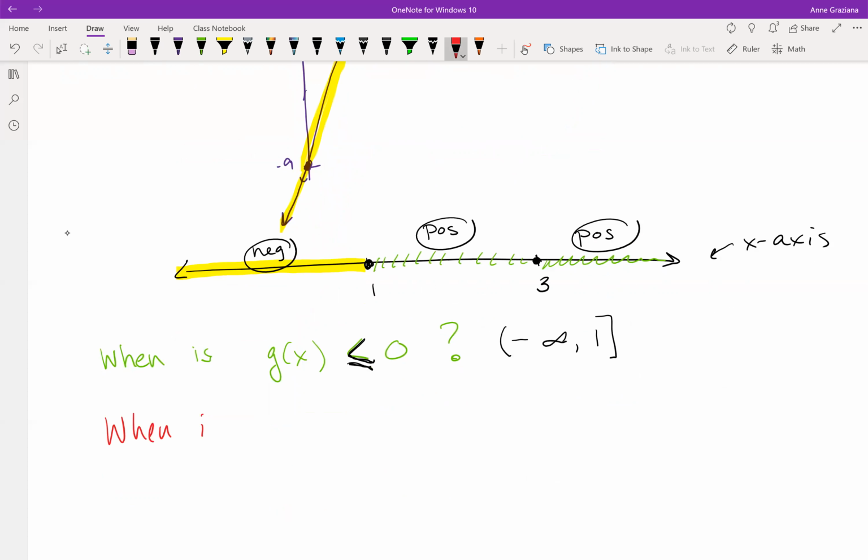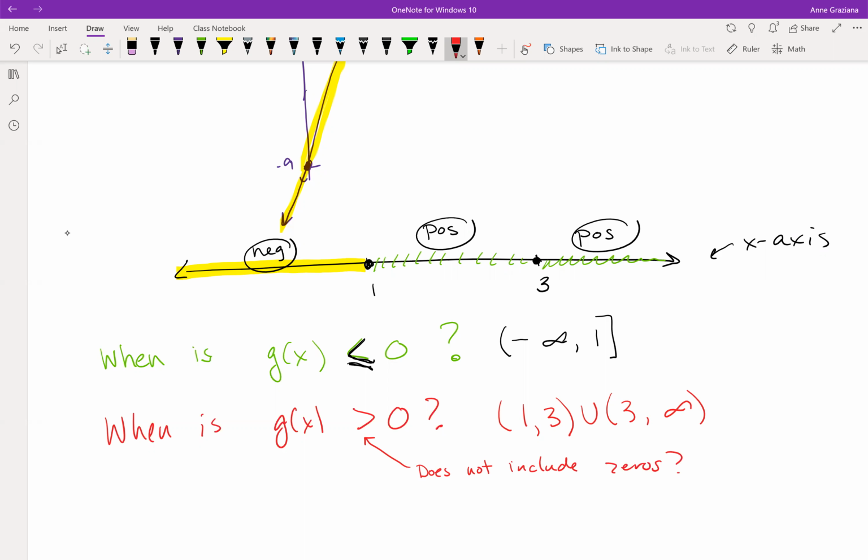When is g of x, my function, I'm just writing it in notation, I don't have to write out the x cubed and all that stuff, greater than 0? 1 to infinity? Yeah, except I can't include my zeros. So it'd be 1 to 3, not including 3, and then 3 to infinity, because this does not include zeros. If the question included zeros, it would be 1 to infinity.